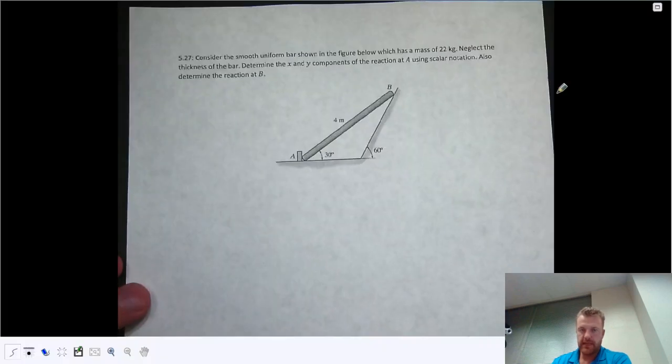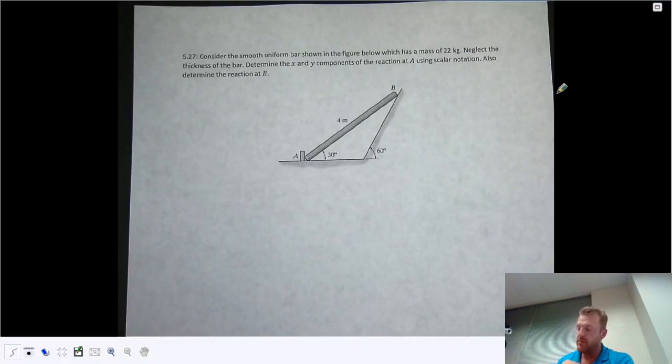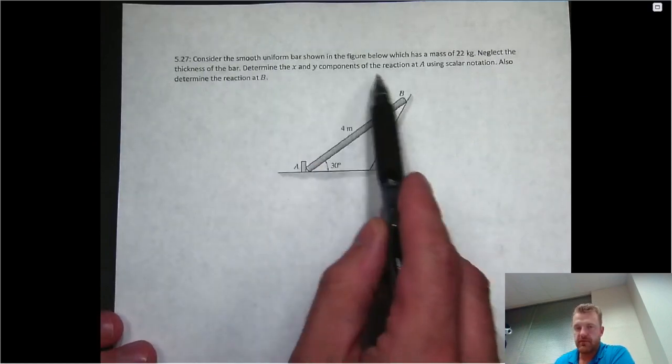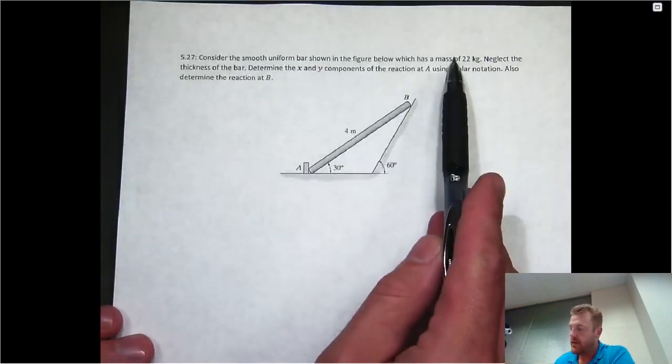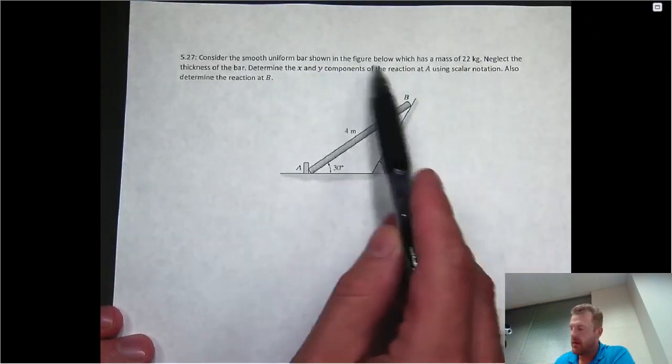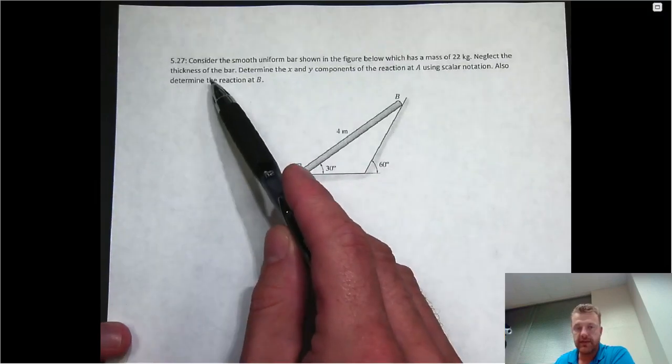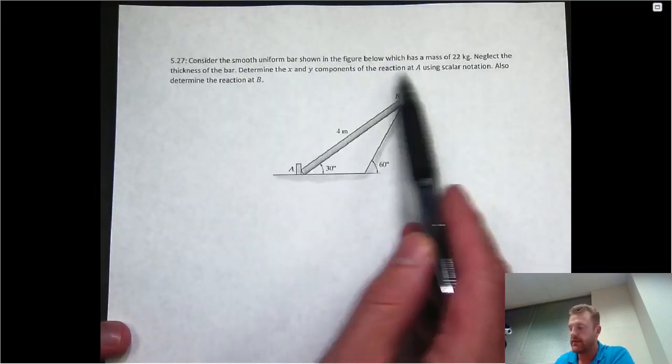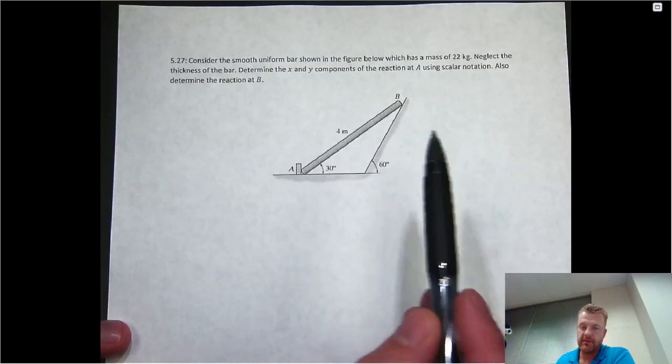So for this next video, we'll look at problem 5.27 from the homework. We're told that we have a smooth uniform bar in the figure below, and it has a mass of 22 kilograms. We're neglecting its thickness, and we're trying to find the x and y components of the reaction at A and the actual reaction at B.